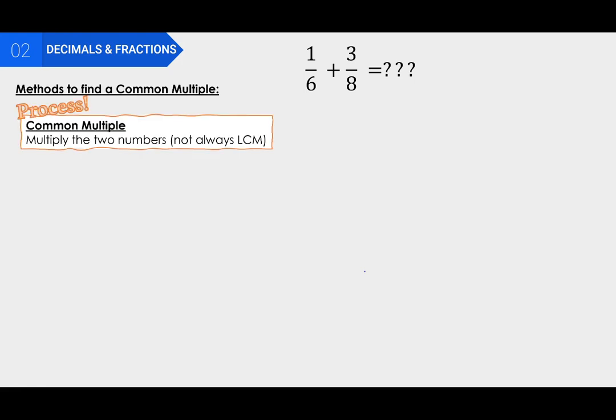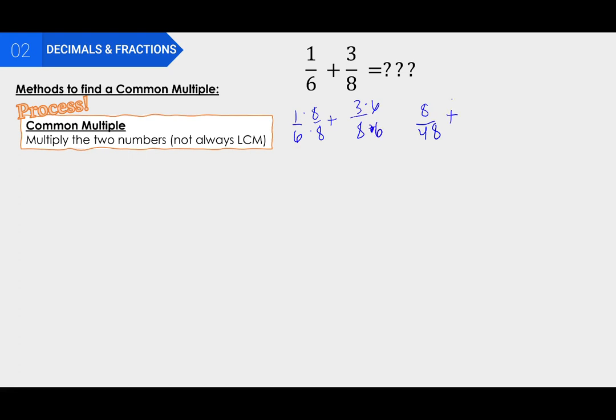First, you can just multiply the 2 numbers together. So if we're trying to add 1/6 and 3/8, we can multiply the first one by 8, top and bottom. Make sure that we keep it the same fraction. So that becomes 8/48. And we can multiply the other one by 6, top and bottom.